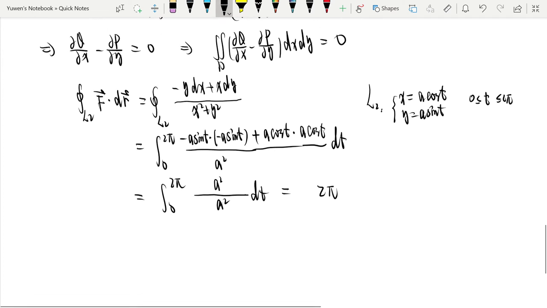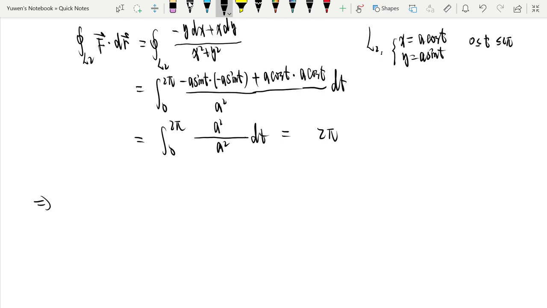So for any closed line that encloses the origin, the integral of negative y dx plus x dy over x squared plus y squared is 2 pi.